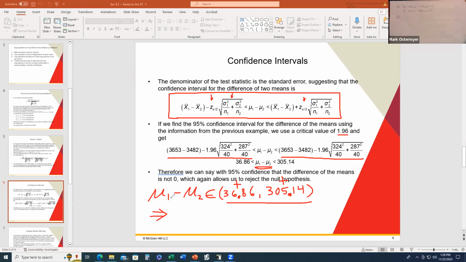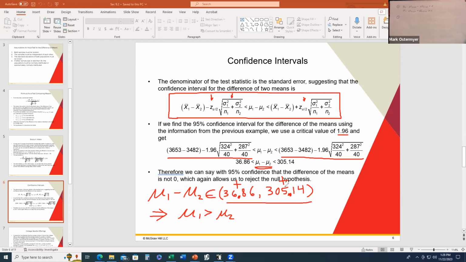This would imply, because you're taking the men mean, subtracting off the women mean, and the endpoints are positive, that the mean sodium intake for men is greater than the mean sodium intake for women. If both these endpoints of this interval were negative, we would say just the opposite. The mean sodium intake of men would be less than the mean sodium intake of women.